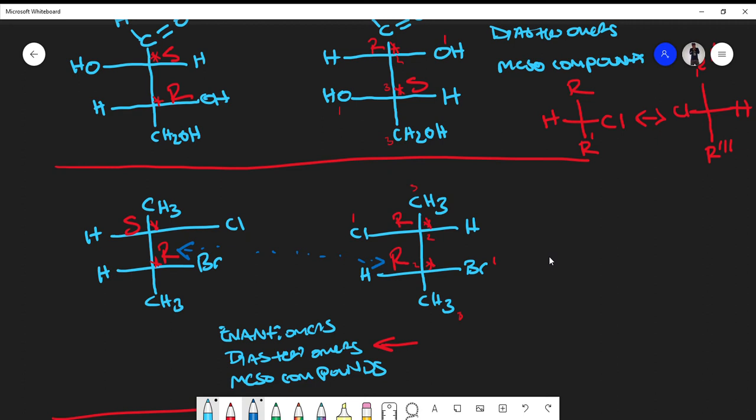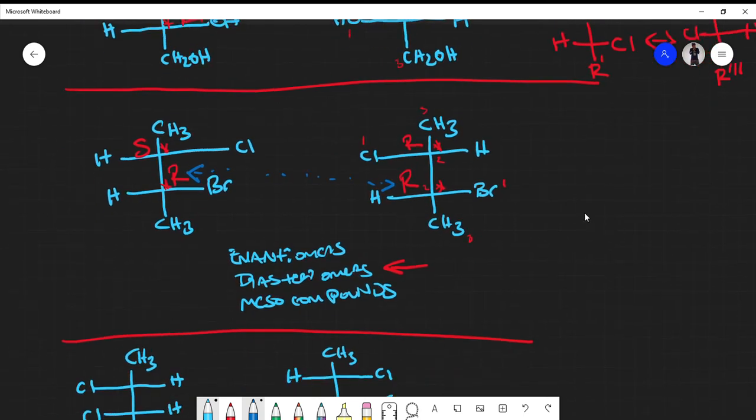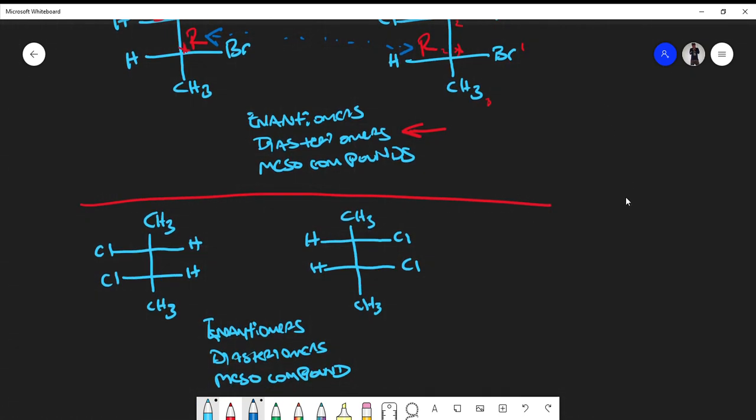Hopefully you see the difference between a diastereomer and an enantiomer. Now, let's look at this one. Pause the video and tell me which one of the answers is correct.